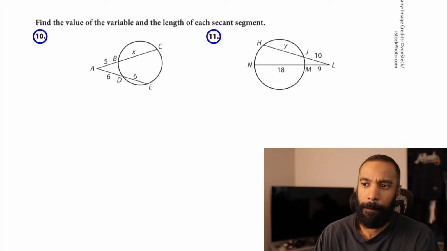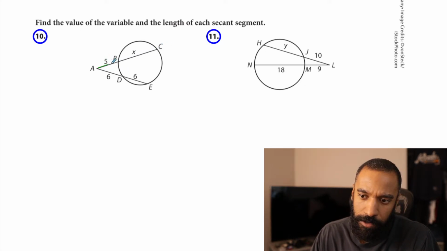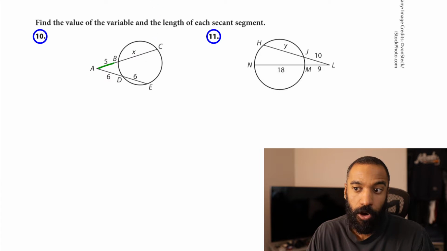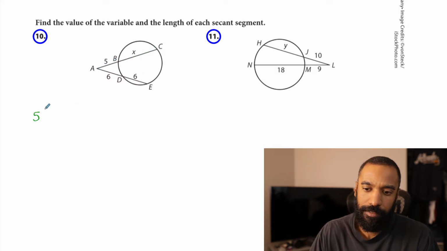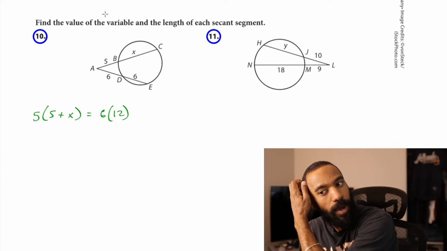You're going to hear me say this a lot. When you look at this individual secant line with the ABC involved, here's the outside portion and there's an inside portion. But you're not going to hear me say inside very much. You're going to hear me say whole. There's an outside portion, there's a whole portion. Whole portion is 5 plus x. So we take the outside times the whole, 5 times 5 plus x, and it equals, in the other segment, the outside times the whole: 6 times 6 plus 6, which is 12. That's the setup.